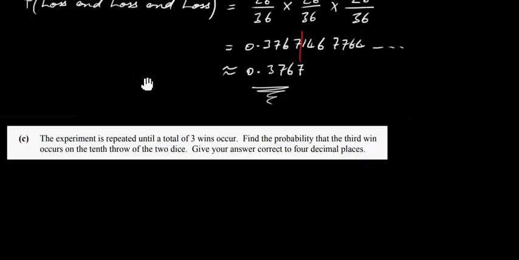Okay, so part C then, the last part of this question. It's a fairly short question. So in this case, let's see, what have we got? The experiment is repeated until a total of 3 wins occur.